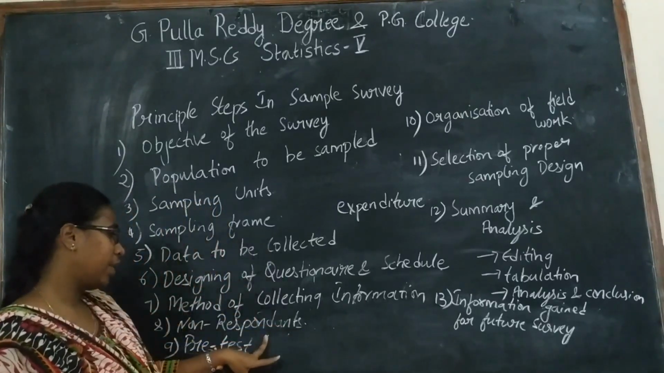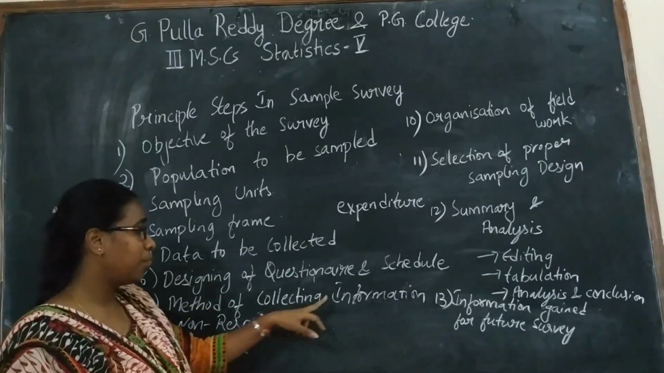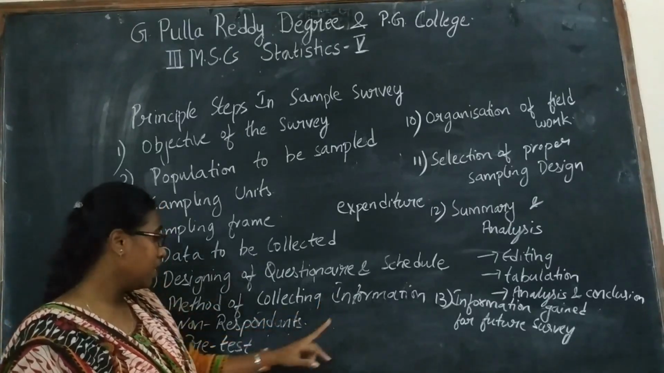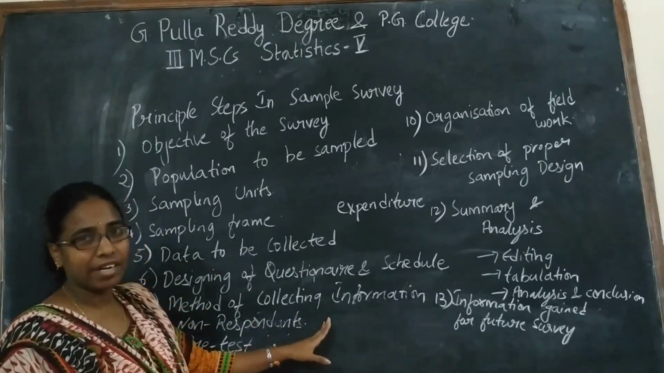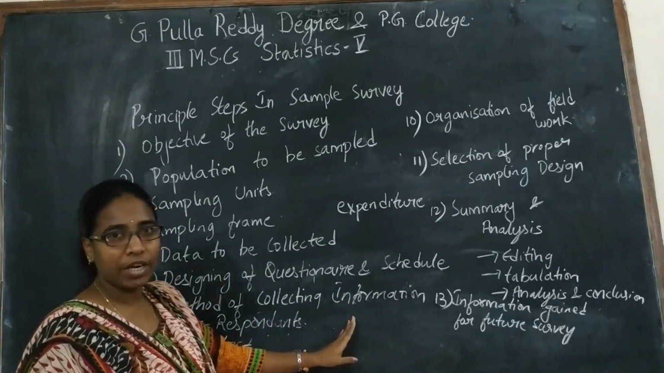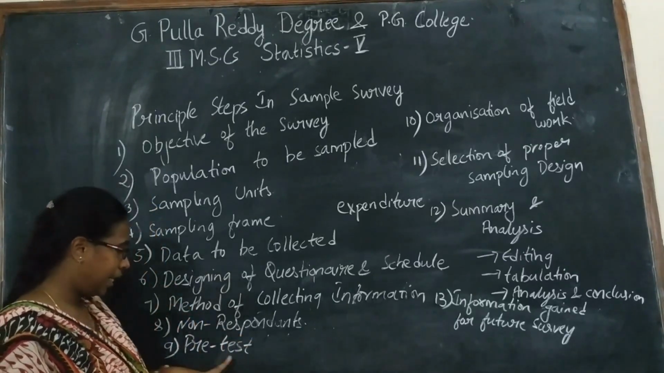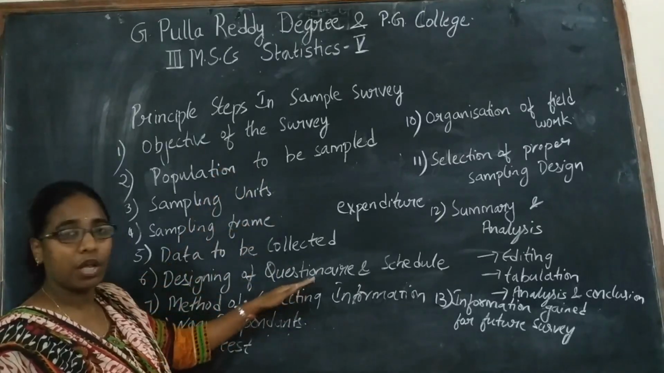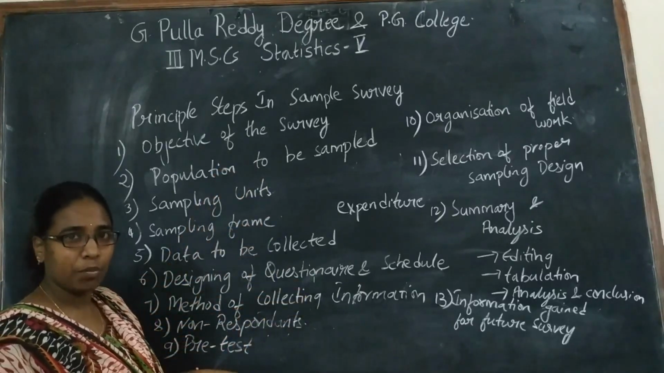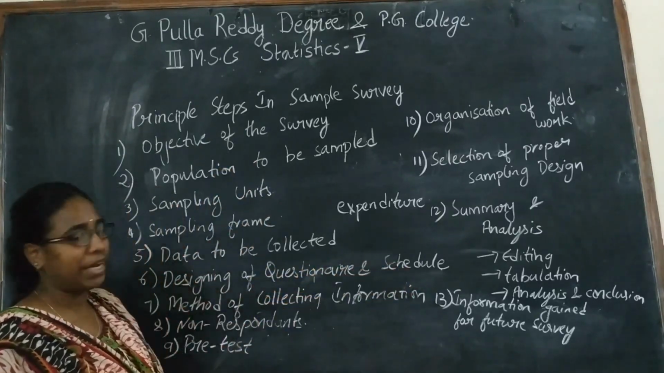Next is non-respondents. If there are any missing values, if some people are not filling in a few values, those are called non-respondents. Non-respondents should be handled carefully. They have to be recorded by the enumerator and rectified. And the next one is pre-test. Pre-test means testing how your questionnaire and schedule are working. You will test it. Just a trial version of your questionnaire and schedule is called a pre-test.